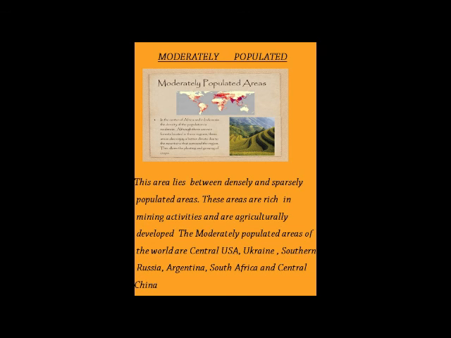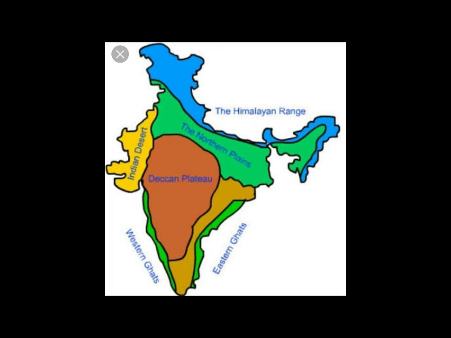Next we come to moderately populated area. Now this area lies between densely and sparsely populated areas. These areas are rich in mining activities and are agriculturally developed. The moderately populated areas of the world are central USA, Ukraine, southern Russia, Argentina, South Africa, and central China. The Deccan Plateau in India is a moderately populated region.